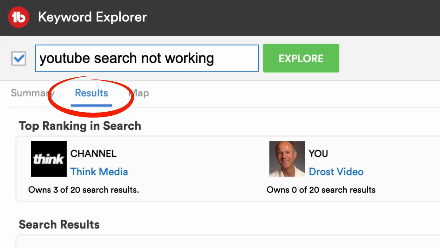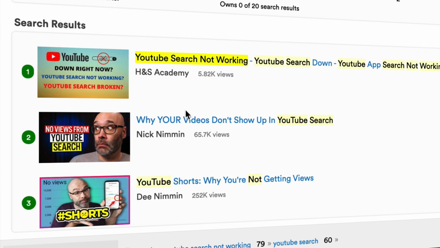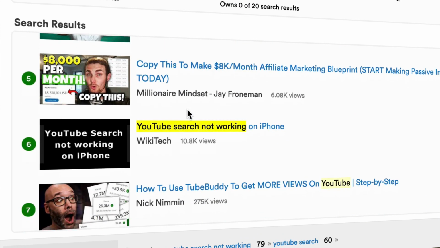If I click on results, I can check out the competition. The keyword phrases that are highlighted in yellow means that other creators are targeting that particular keyword phrase. So I'll have to get creative with my titles.